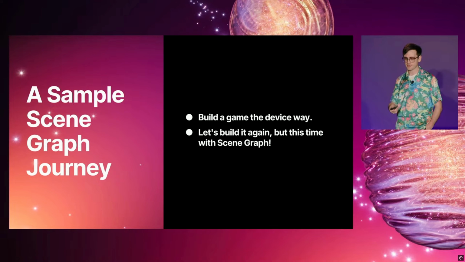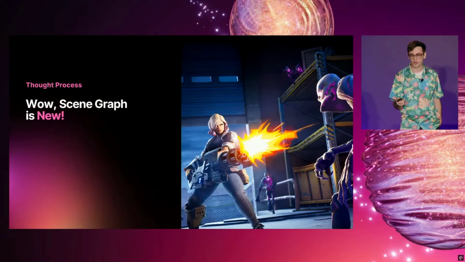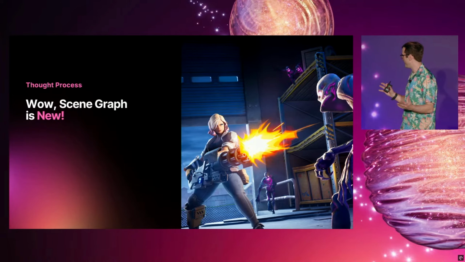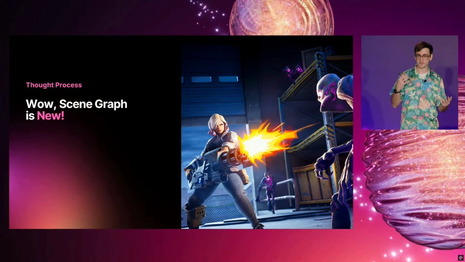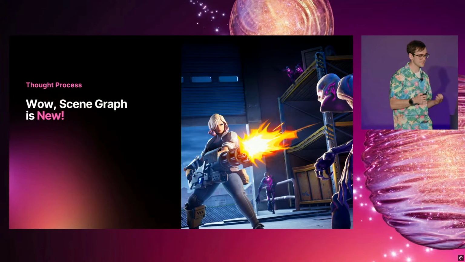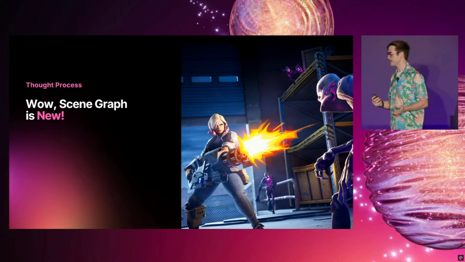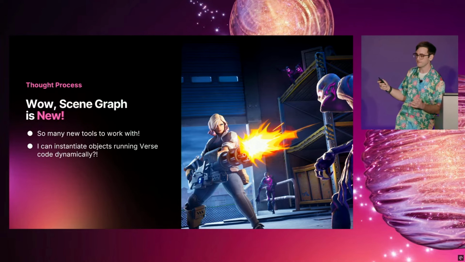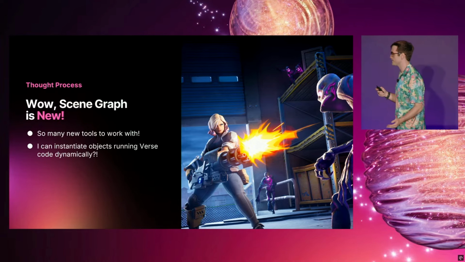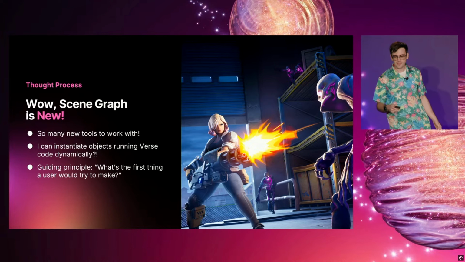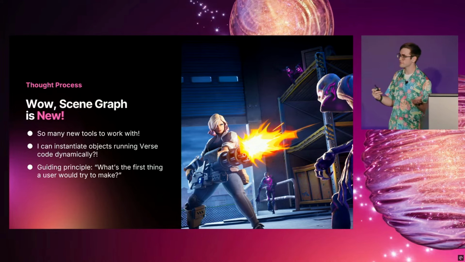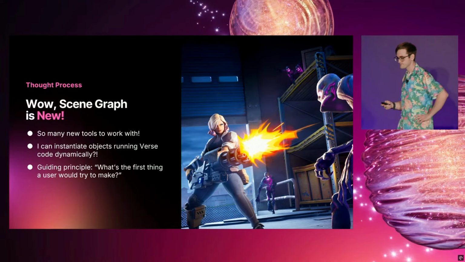So I want to take you guys back to the far-off year of last year. On the programmer writers team, whenever a new feature comes in, we try and make example content for it. And our thought process at the time was like, wow, SceneGraph is new. Oh my God, there are so many new tools to work with. You're telling me we can instantiate objects that run their own Verse code dynamically? That's insane. And so our guiding principle whenever these things happen is, all right, what's the very first thing a user would try to make?